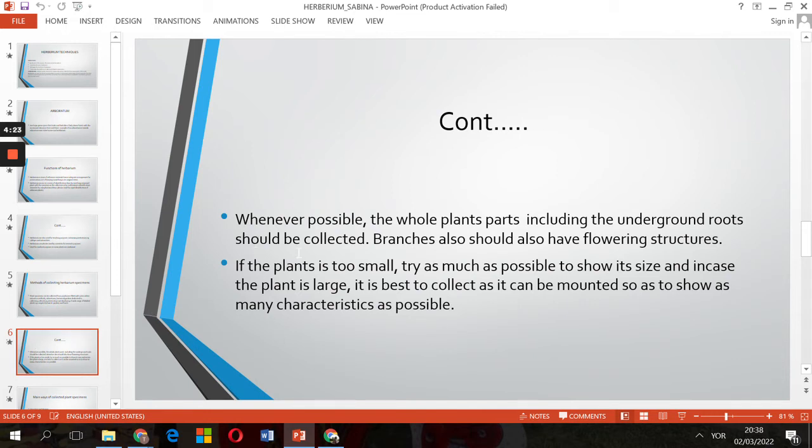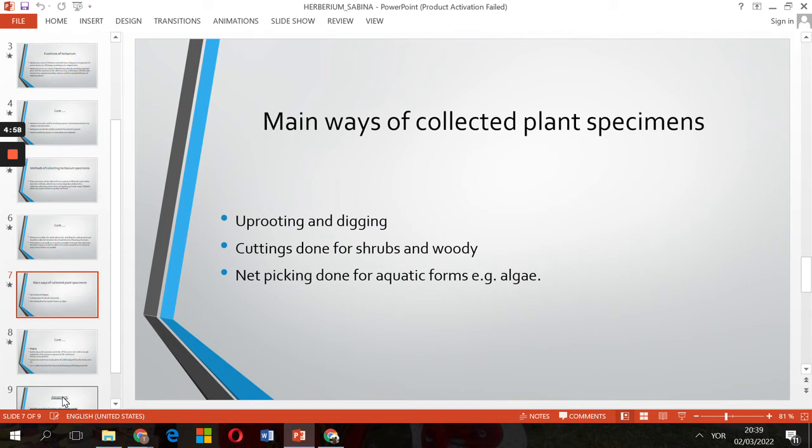Whenever possible, the whole plant, including the underground roots, should be collected. Branches should also have flowering structures. If the plant is too small, try as much as possible to show its size, and in case the plant is large, it is advisable to collect it so that it can be mounted so as to show as many characteristics as possible.